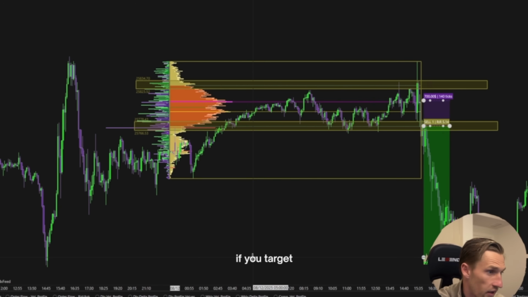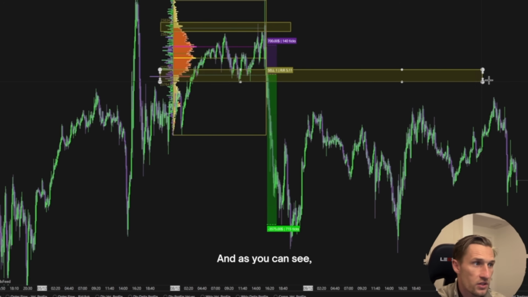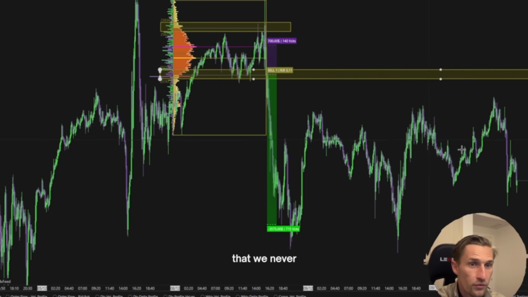Well, as you can see here, if you target this one and you put your stop just above the POC, because maybe we retest a little bit deeper, but then we have the POC as a coverage. Well, as you can see, then you have a nice 5R trade. But the point that I'm trying to make is that you can see by volume, by delta, who is winning the battle. And as you can see, this area was so strong that we never reached it again.